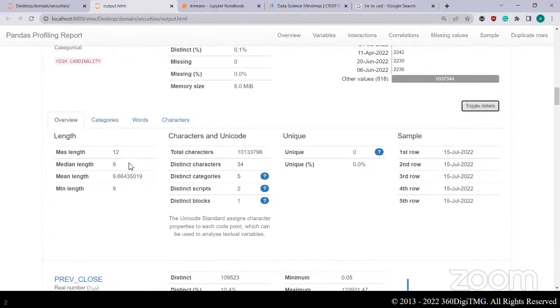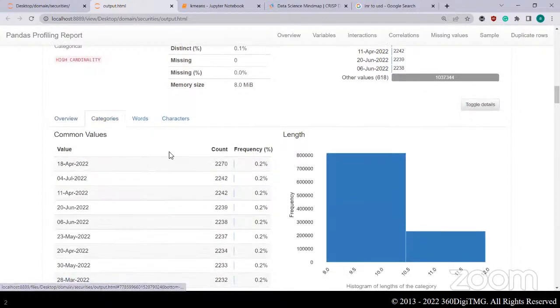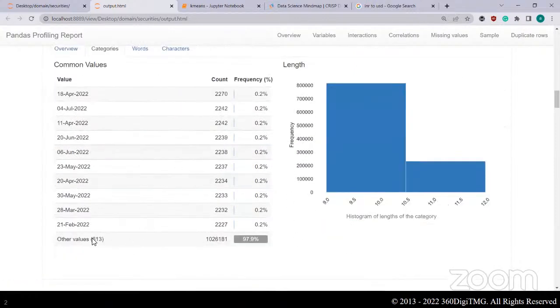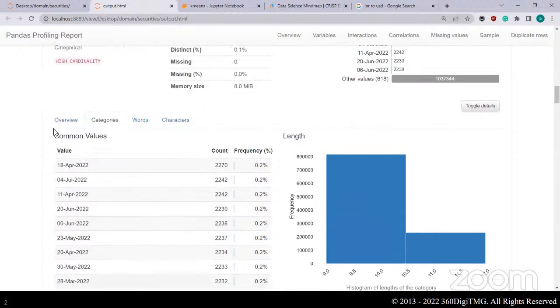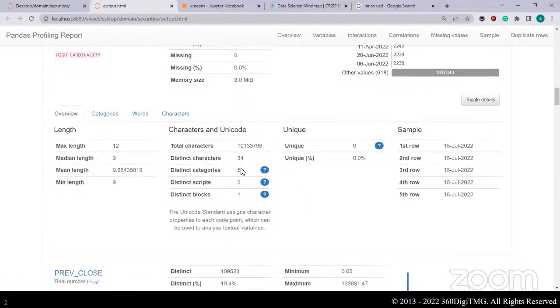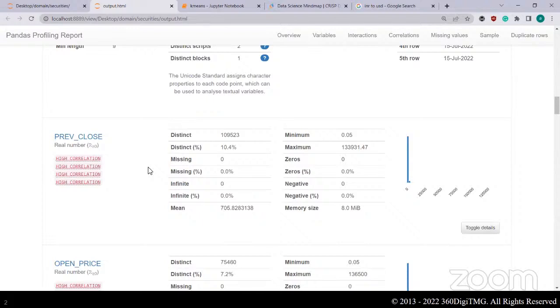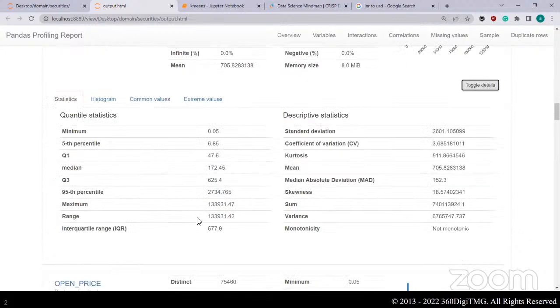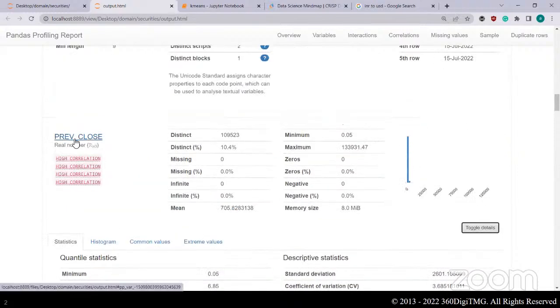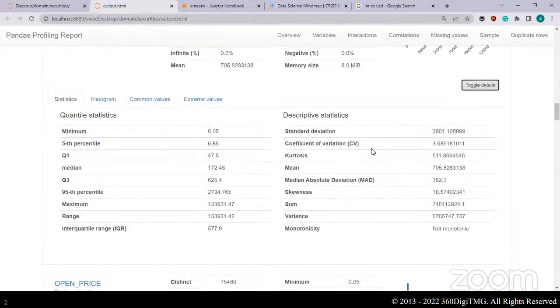So this is showing the date. You have a total of 620 values, so you can see the frequency of the dates. All right. And then you can take a look at the price. This price is depicting the previous closing price. So here you can get the quantile values.